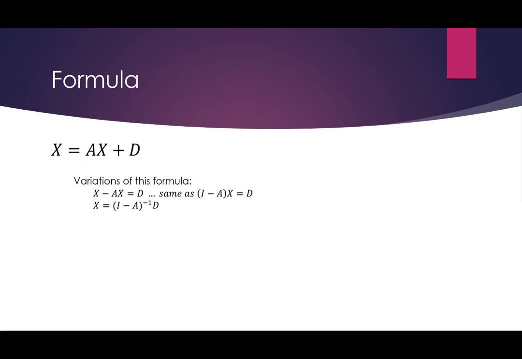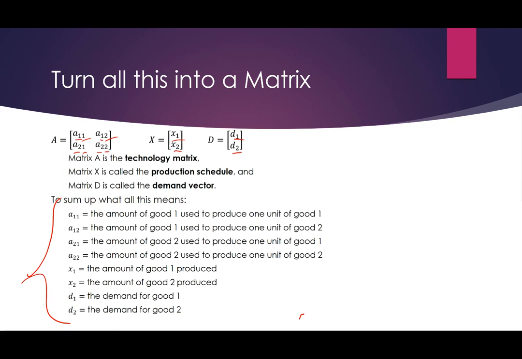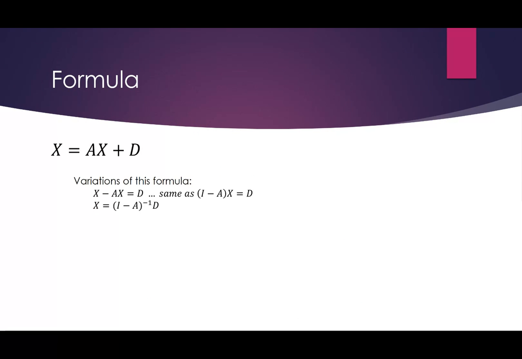But now I think it's time we start getting into some of the math. So there's a formula, that equation that we just mentioned earlier. Here's that formula. X, remember, which is our production schedule, equals our technology matrix, which is how much we end up using, times X again, our production schedule, plus the demand, plus however much people are asking for us to make.